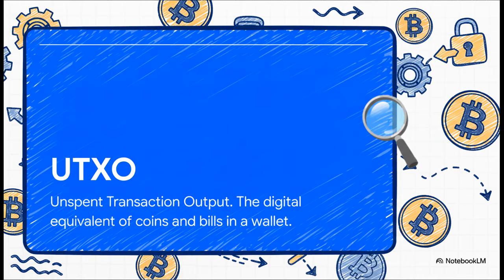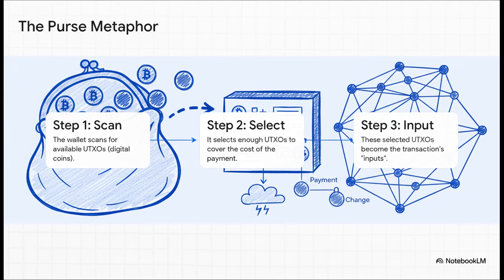And that brings us to the super important term UTXO. It stands for Unspent Transaction Output. Now, I know that sounds technical, but honestly, the easiest way to think of a UTXO is just as a specific digital coin or bill. Your total balance is really just the sum of all the different UTXOs your wallet has control over. That's it.